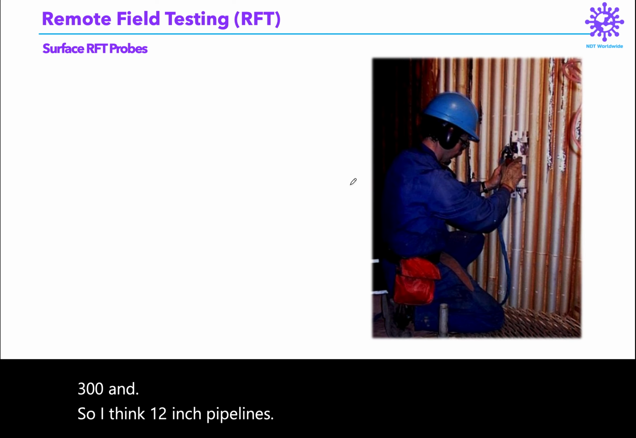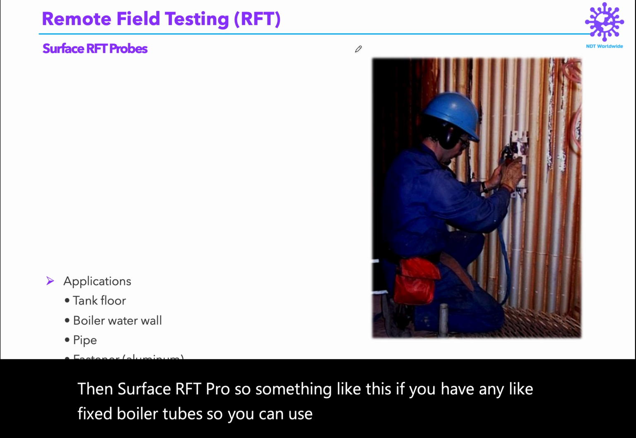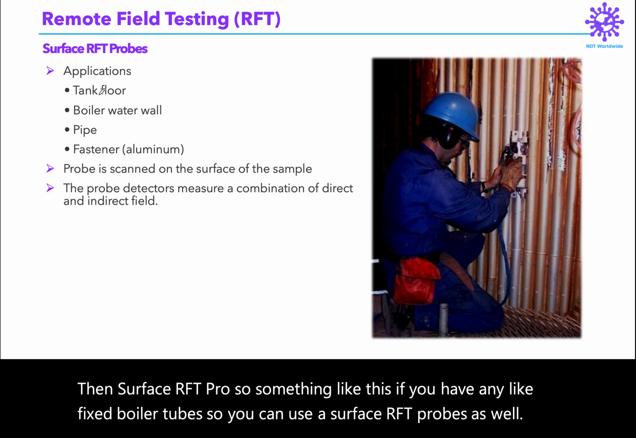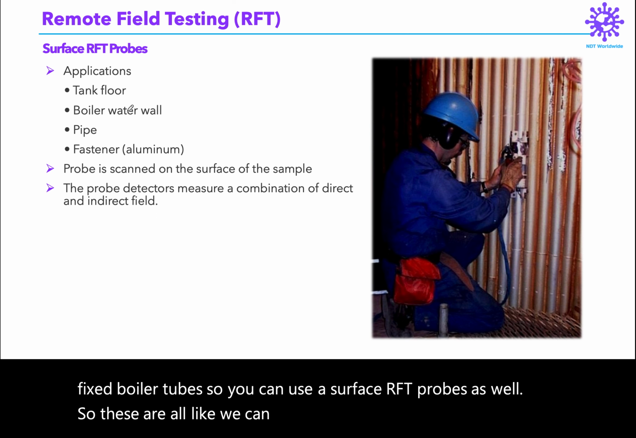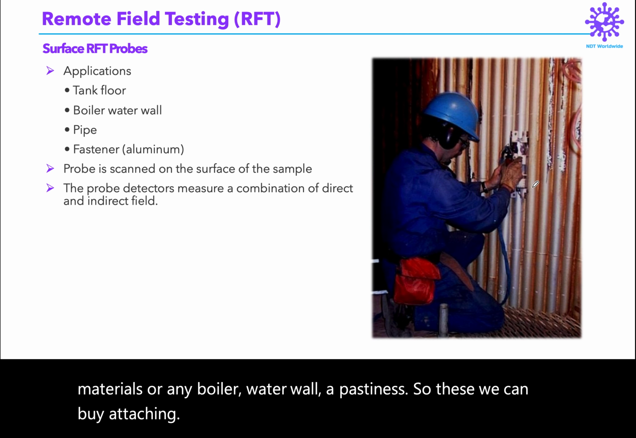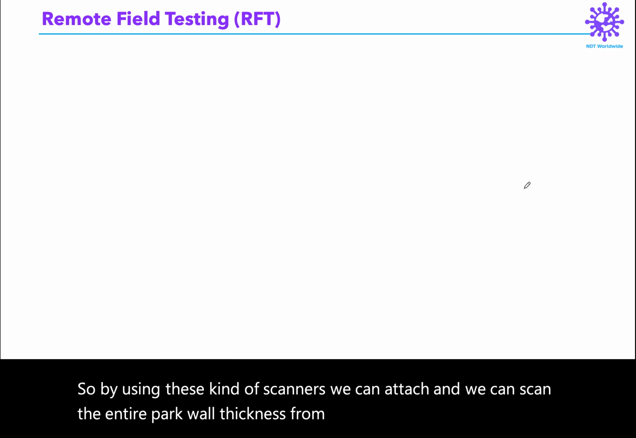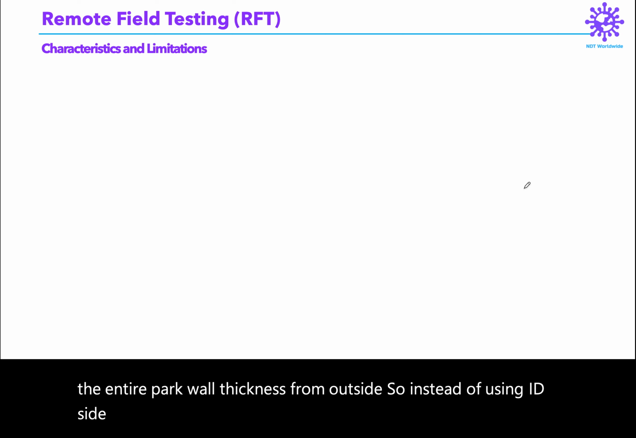Then the surface RFT probe. If you have fixed boiler tubes, you can use surface RFT probes as well. These we can use for tank floor inspection, any plate-like materials, or boiler water walls or panel walls. By using these kinds of scanners we can attach them and scan the entire pipe wall thickness from outside. So instead of using the ID side, we can attach on the OD side.